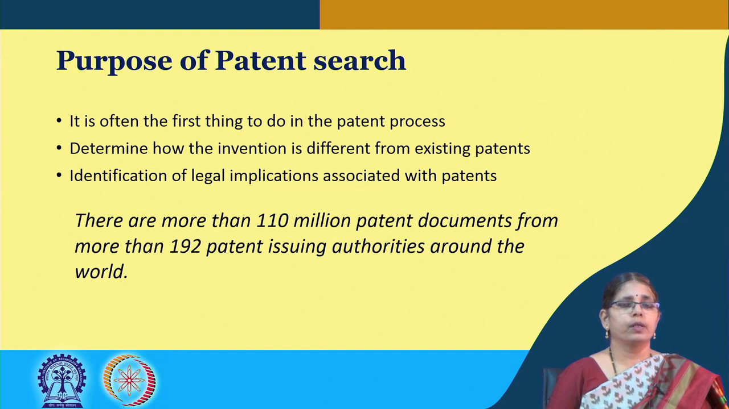Patents are searched for various purposes. Often it is the very first thing that you would do in a patenting process in order to determine how the invention is different from the existing patents. One also searches to understand the legal implications associated with patents. Today, there are more than 192 different patent offices issuing more than 100 million patent documents. So, there is a whole wealth of information available for searching with respect to patents.